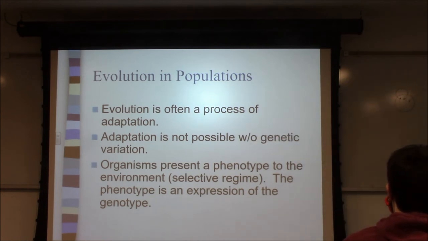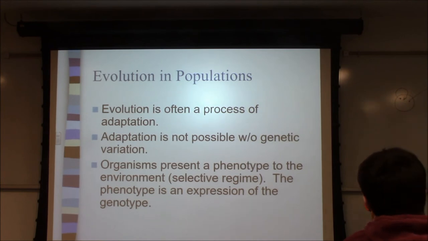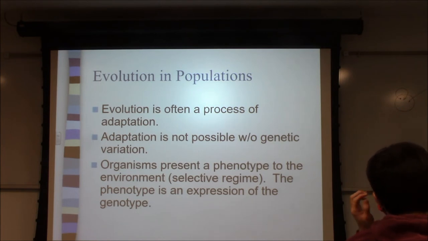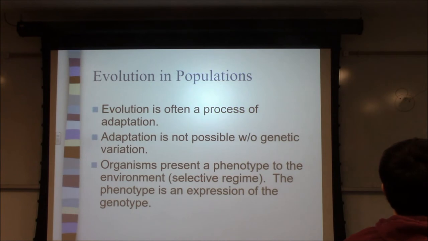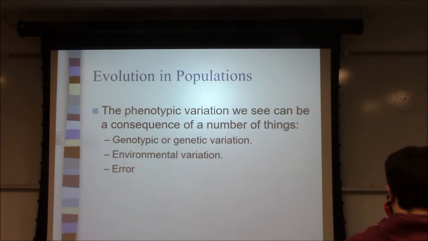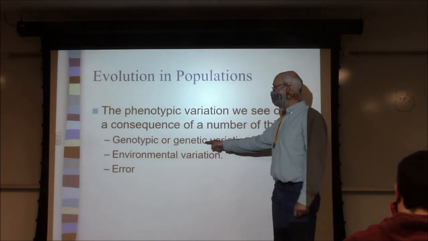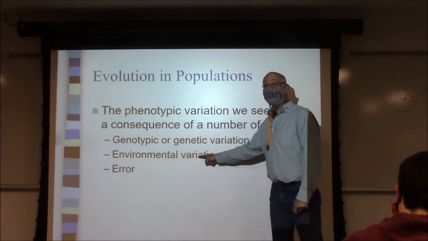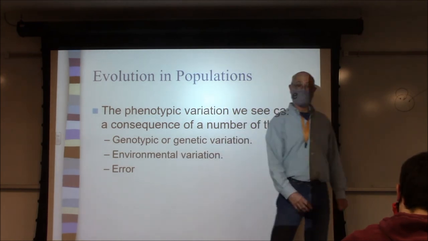So you as an organism are presenting this phenotype. Natural selection is operating on the phenotype, but only part of that phenotype is there as a result of genetics. Some of it is there as a result of environment. All right, so it's a consequence of genetic variation, environmental variation, and then obviously errors.